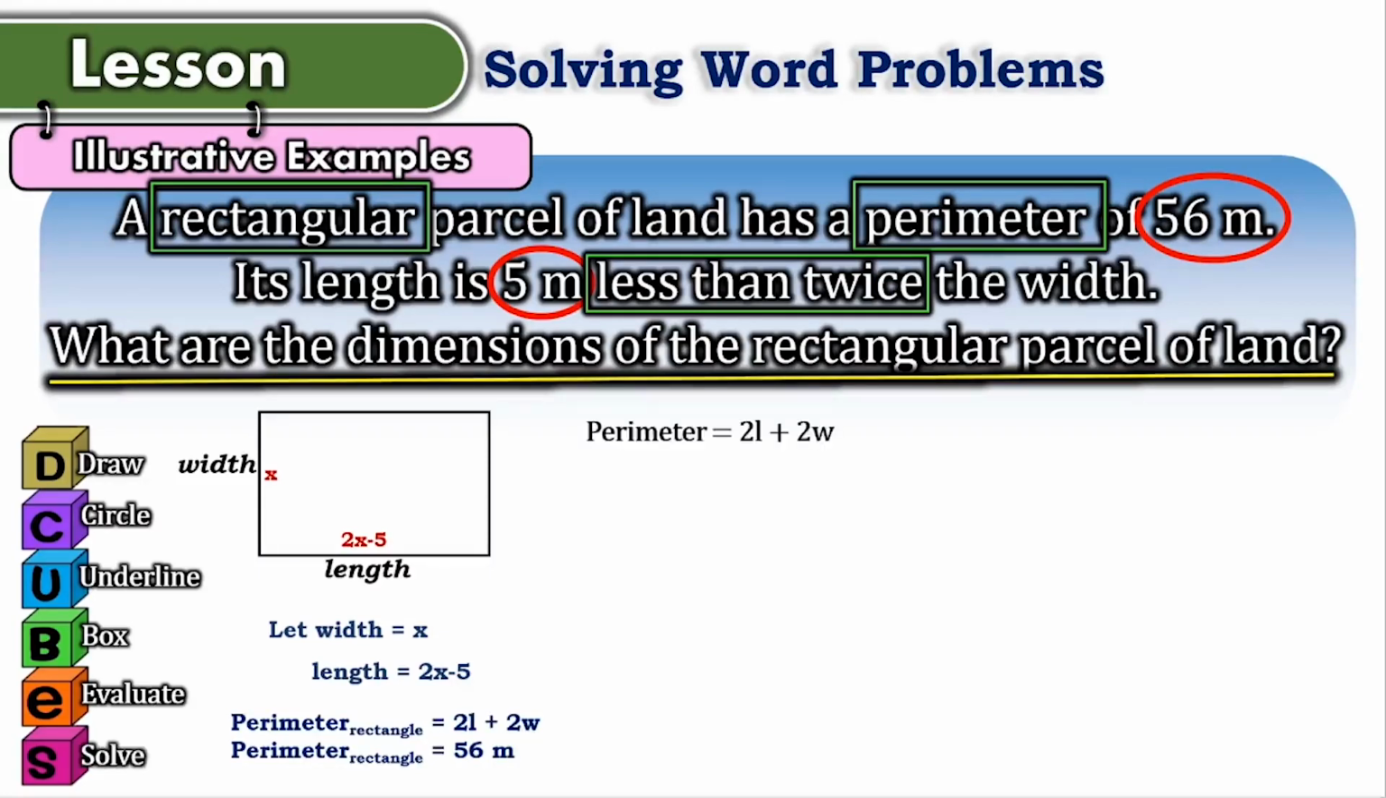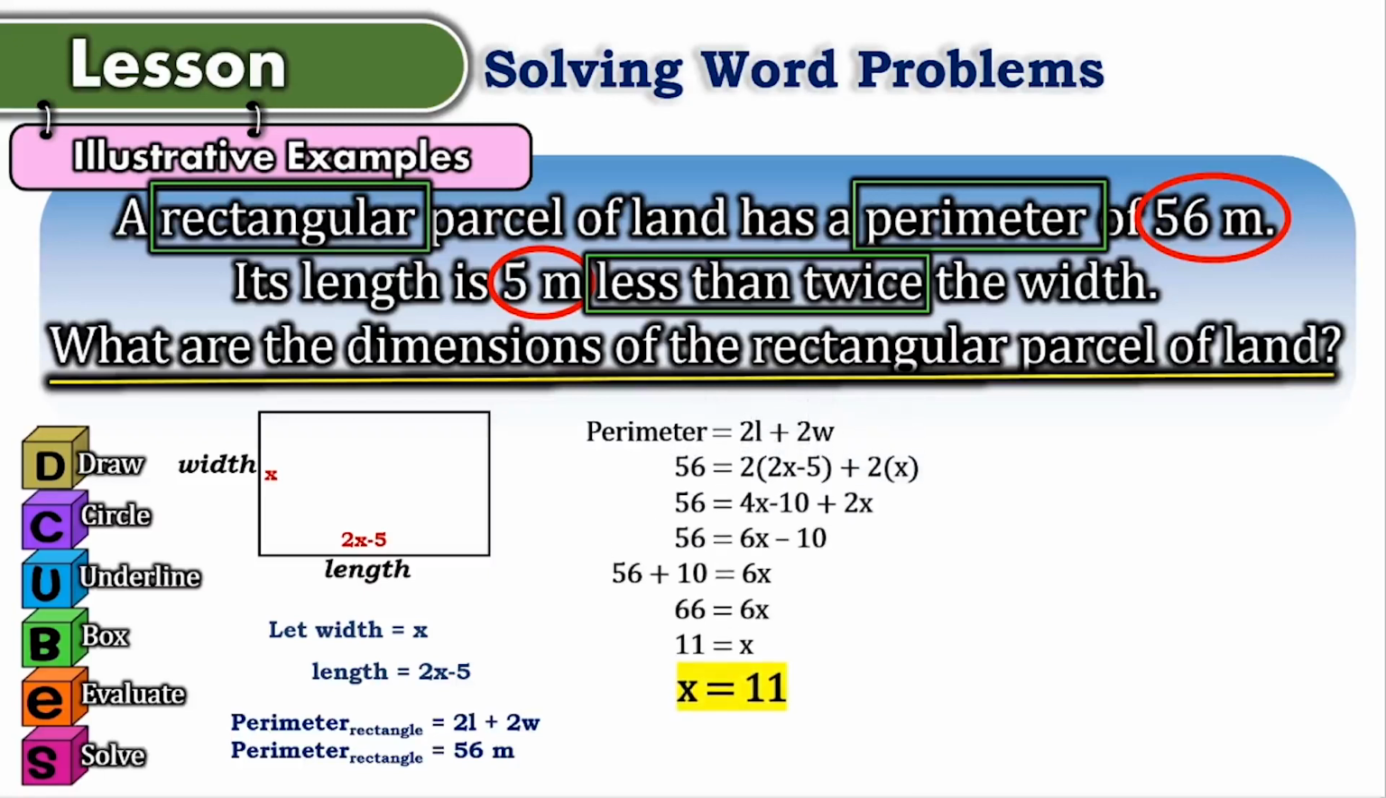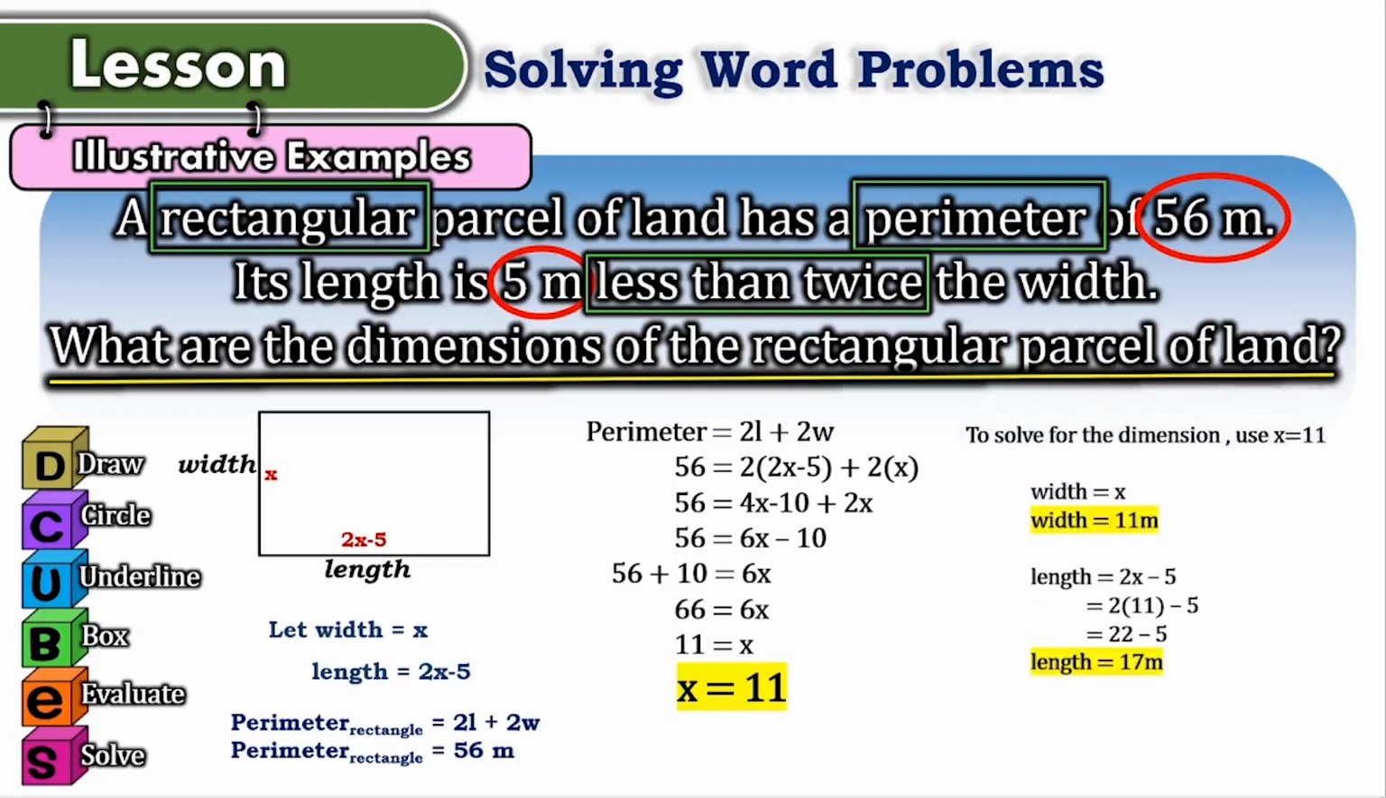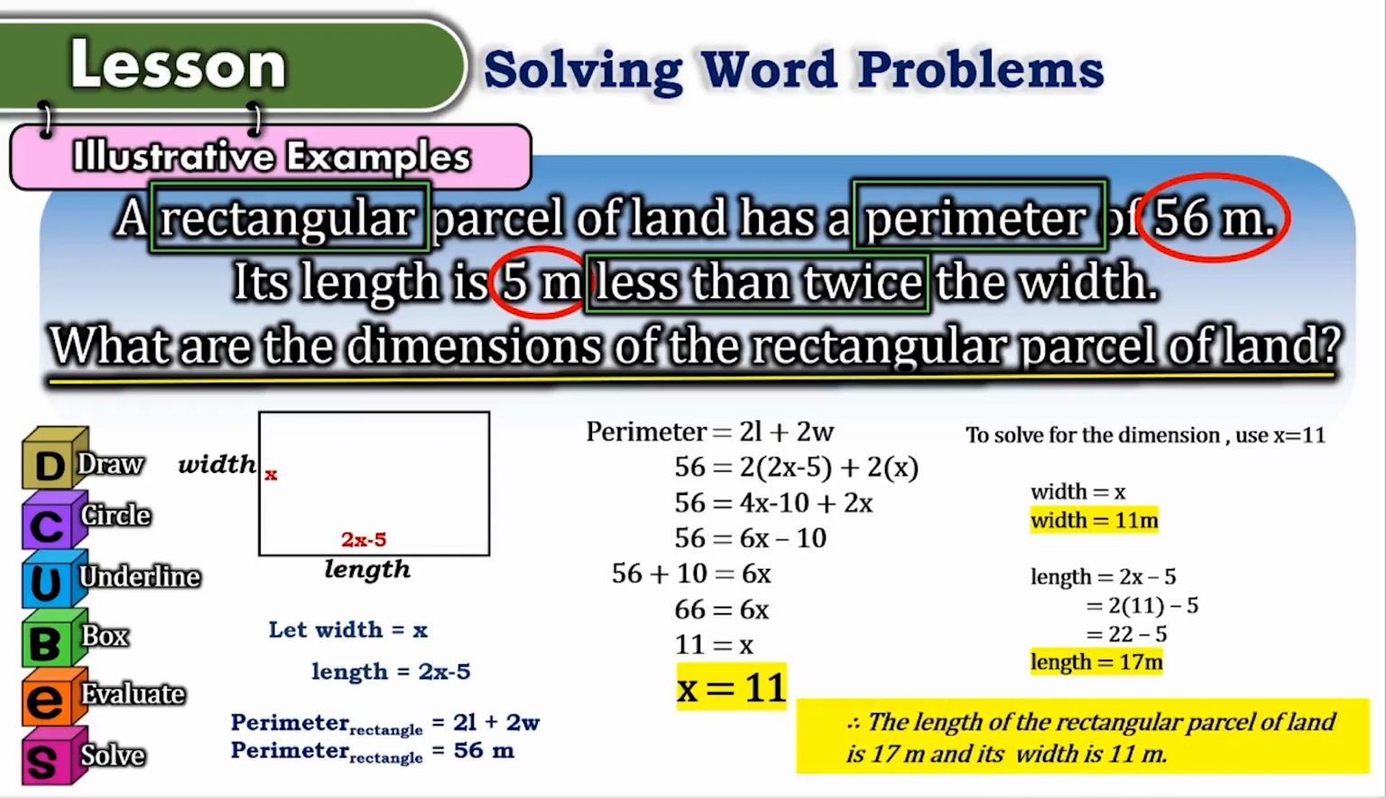Let's solve. To find the dimensions, we need to solve first for x using the formula for the perimeter of the rectangle. Substituting the given details and applying appropriate properties of equality, we obtain x equals 11. Using x equals 11, we are able to find the dimensions of the rectangle, which are 11 meters and 17 meters. Therefore, the length of the rectangular parcel of land is 17 meters and its width is 11 meters.